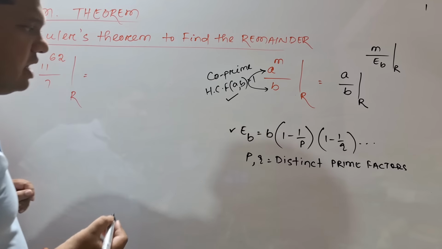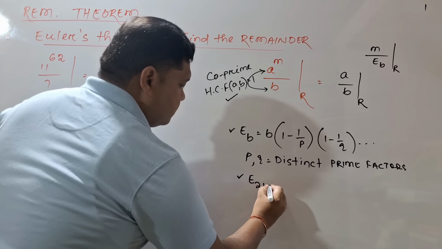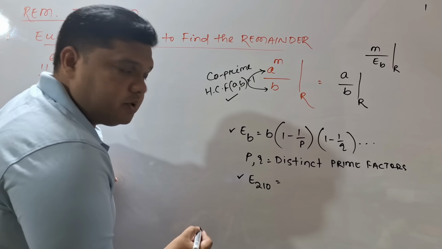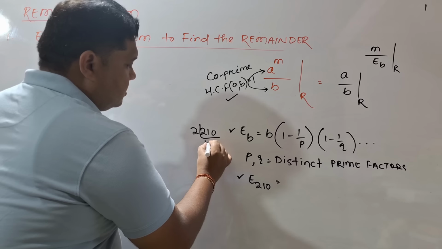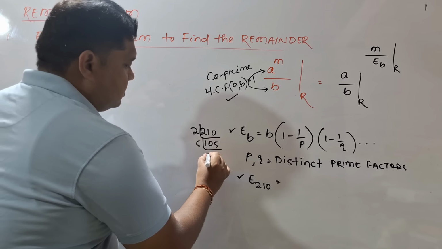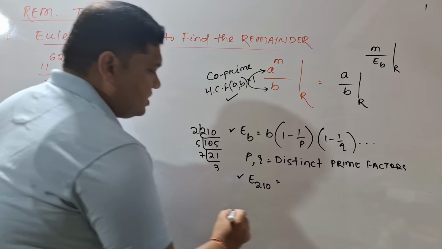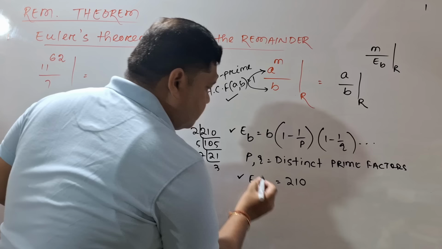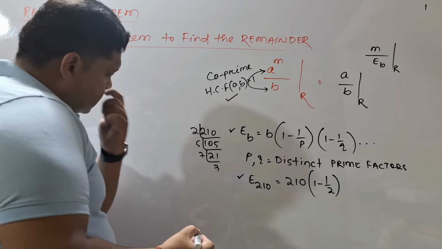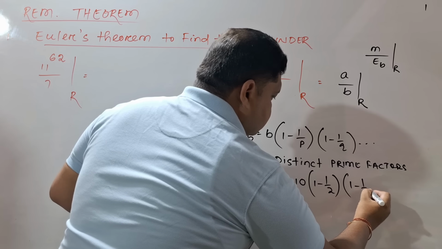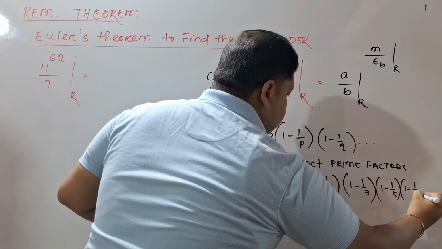In this way we apply it. Suppose for example, how do we find this Euler's number? Let's say Euler's number of 210. First of all, you do prime factorization of 210. If I divide by 2, this is 105, divided by 5 this is 21, divided by 7 I get 3. So 4 distinct factors are there. Now first you write b whole into 1 minus 1 by 2. Here 2, 3, 5, 7 are the factors of 210. 1 minus 1 by 3 whole into 1 minus 1 by 5 whole into 1 minus 1 by 7.